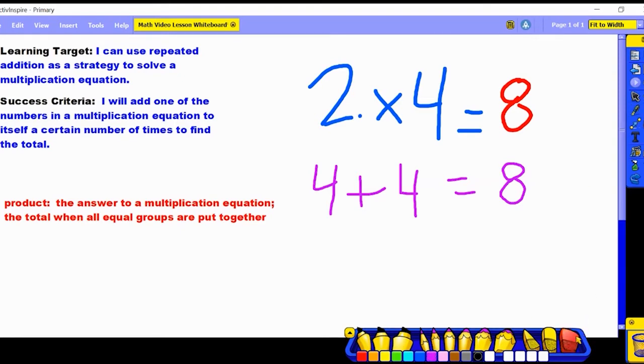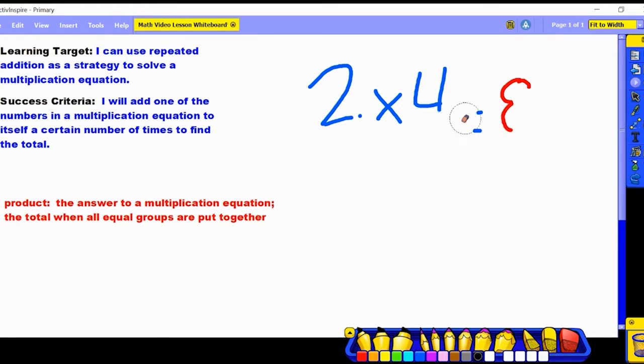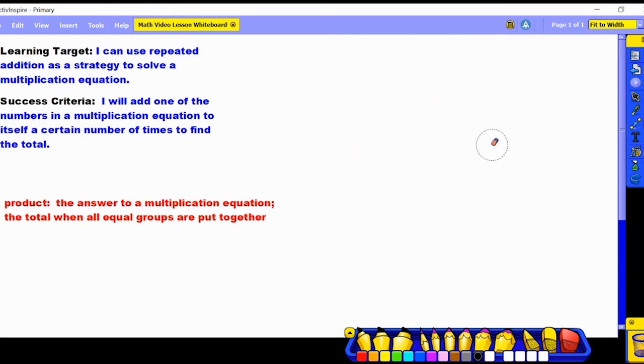Let's look at one more example on the whiteboard before I give you a chance to try this on your own. So this time, we'll use another equation that we talked about in our last lesson. Let's try 2 times 6.